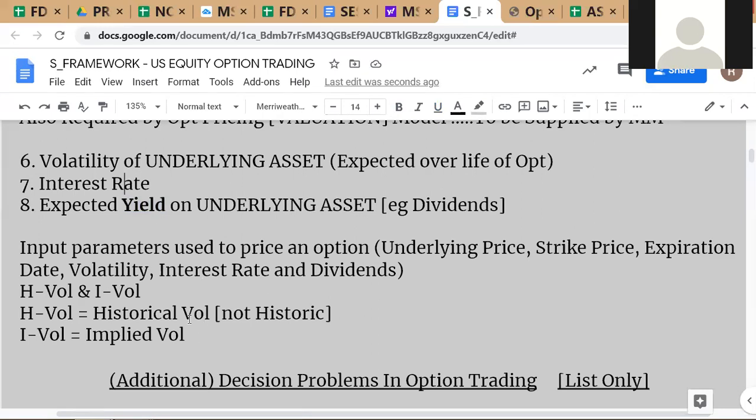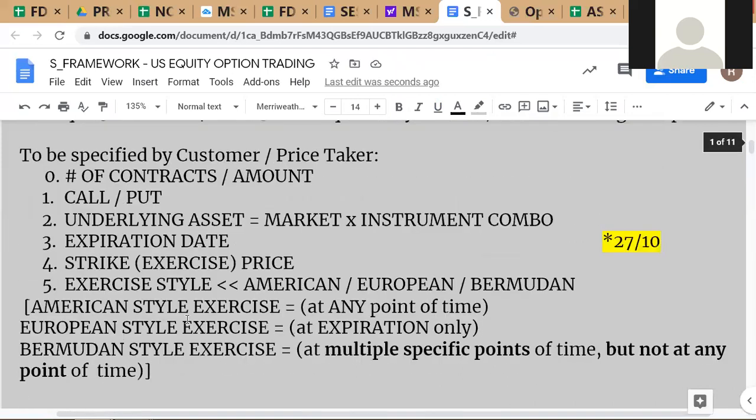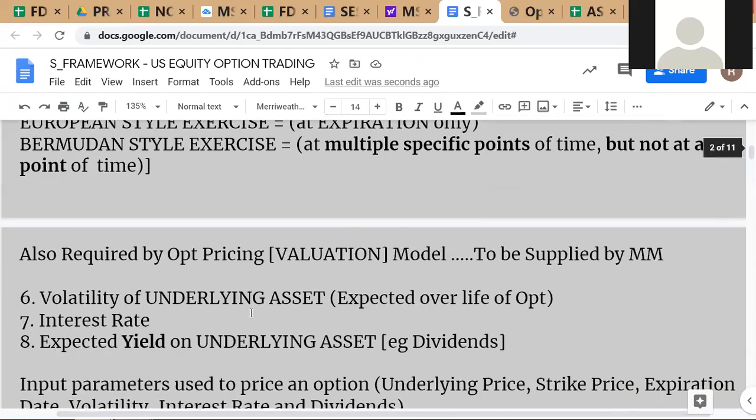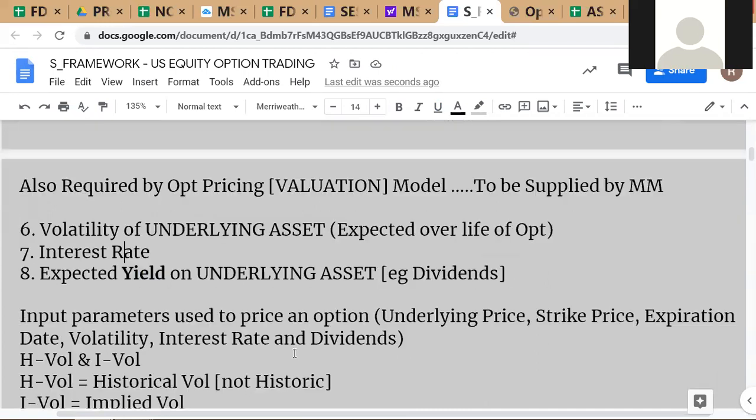So in addition to this, the earlier aspects are normally specified by the customer who is asking for the price on the option contract. These others are input by the dealer, the market maker who is pricing the option, because this information is available in the market. And so you can look at this.